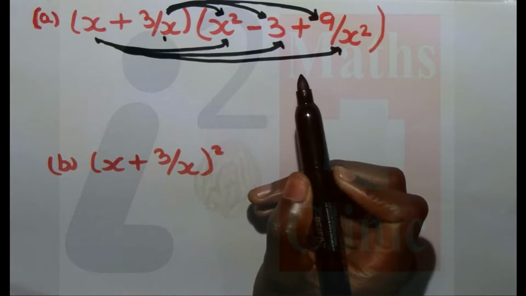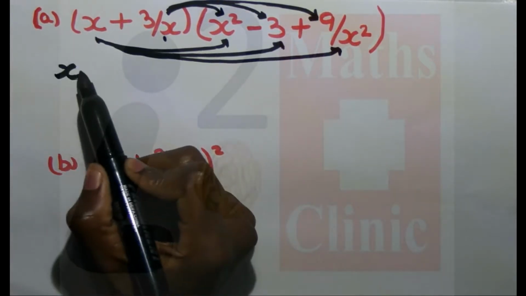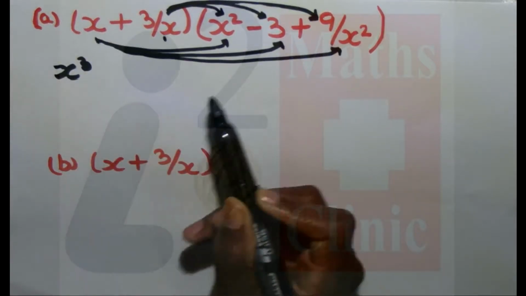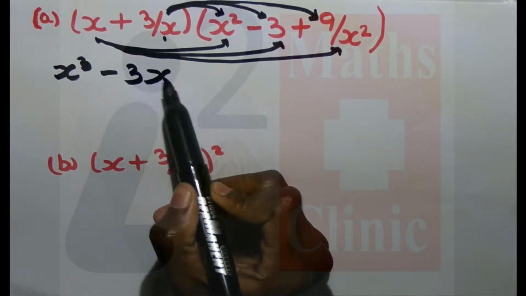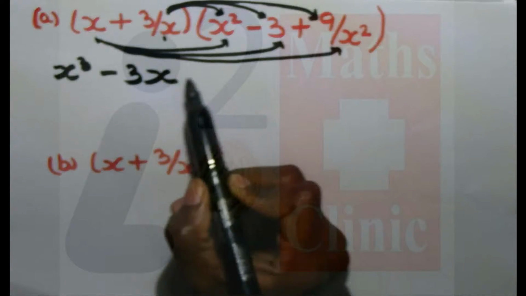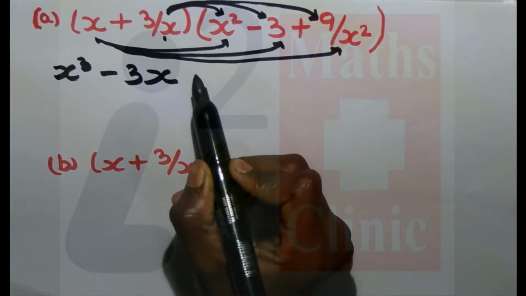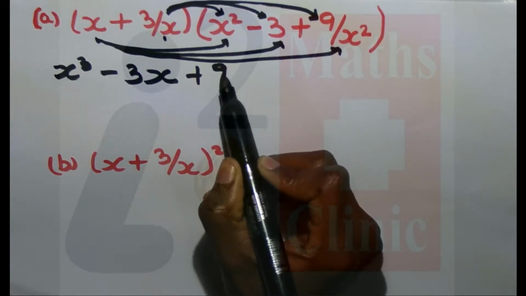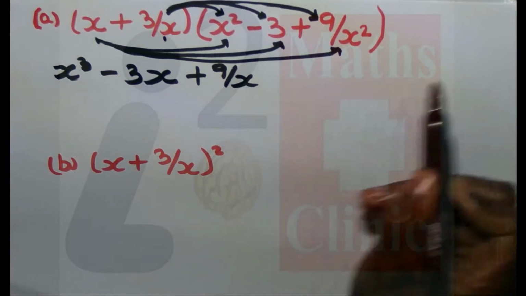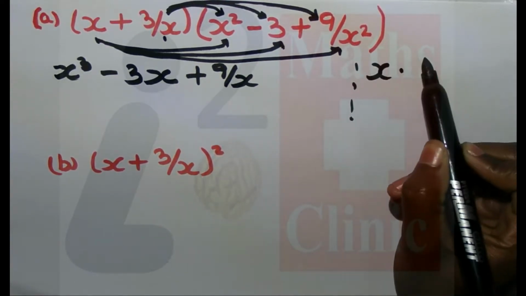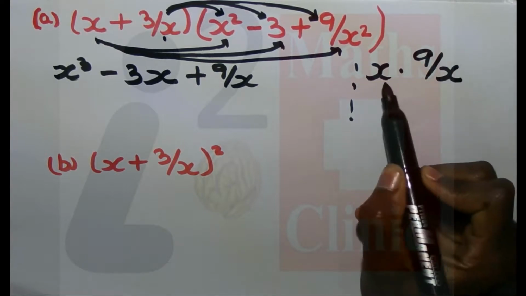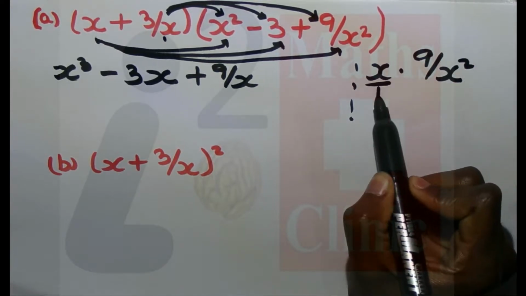Okay, so x times x squared gives x cubed. Alright. So x times minus 3 is negative 3x. X times 9 over x squared is 9 over x, because it's x times 9 over x squared, so x squared. So this x is over 1.